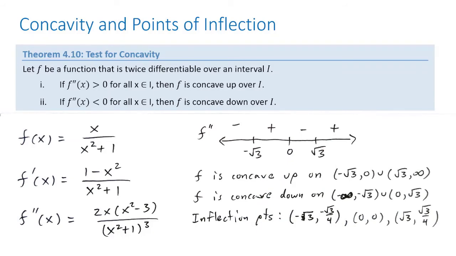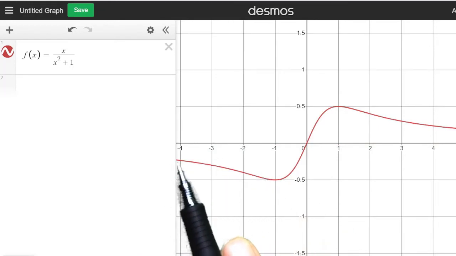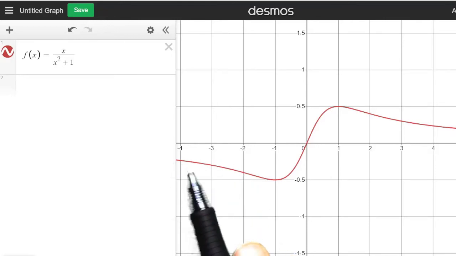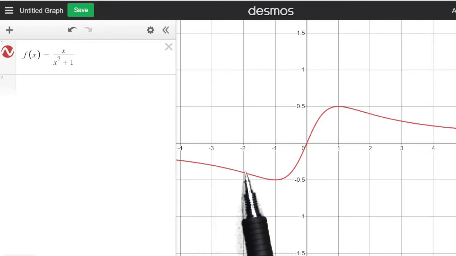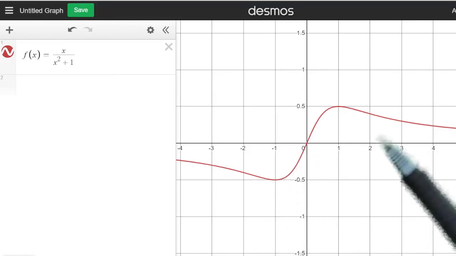Okay, so let's take a look at the graph of this guy. And here we see, okay, so you see it's kind of bowl-shaped down over here, right, until we get to about there, and then it starts being bowl-shaped up. So that's our concave down up until here. Well, this number is what we found was negative root 3, right there.